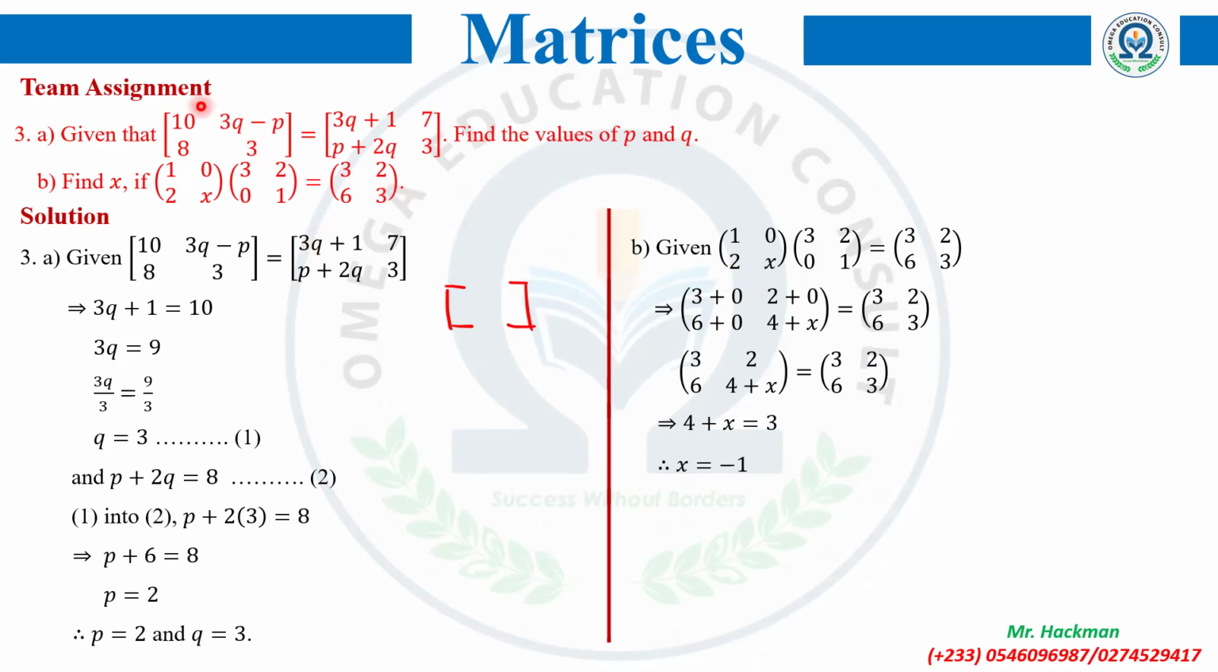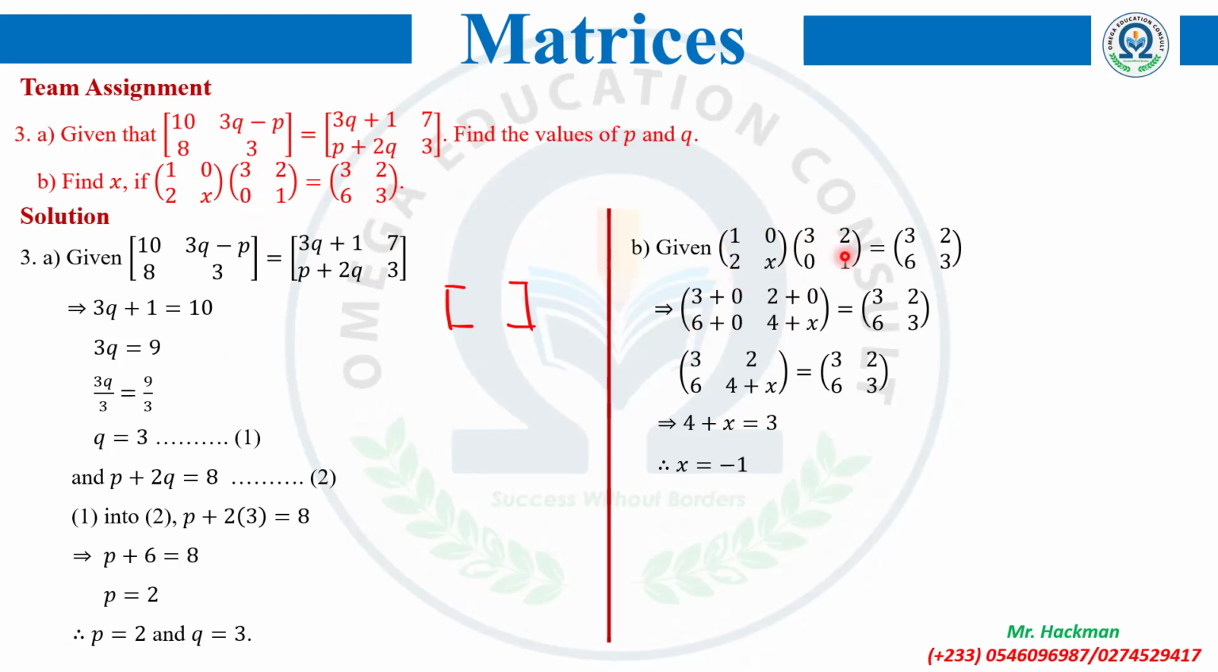Only that in the other one, you had a simple matrix equal to another simple matrix, so you didn't have to perform any algebra before equating the corresponding entries. But in this one, we have to multiply before we can equate. So given this is equal to that, copy and paste whatever you were given. This is an equation, so you start with implication.